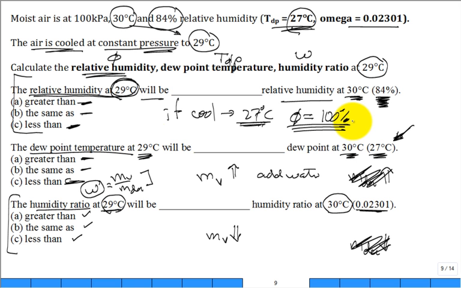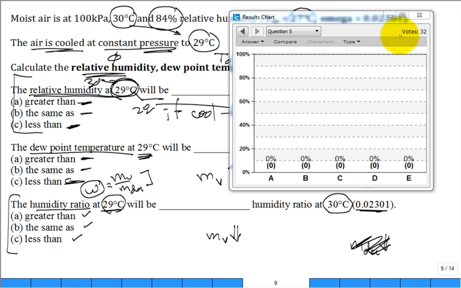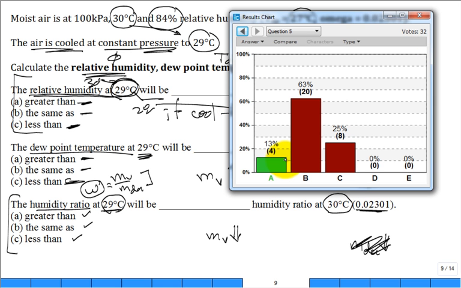So guess what's going to happen? Okay, I cool it from 30 to 29 to 28 to finally 27. Do you see the pattern? What did it do? It increased. So the relative humidity at 29 degrees C is higher than it was. It's higher than 84. True?